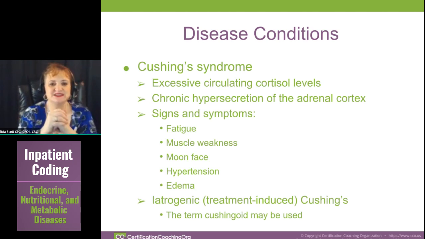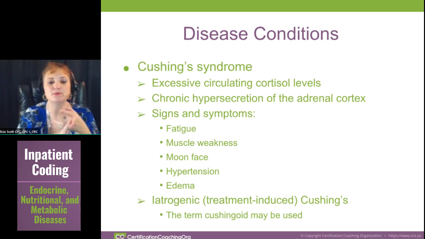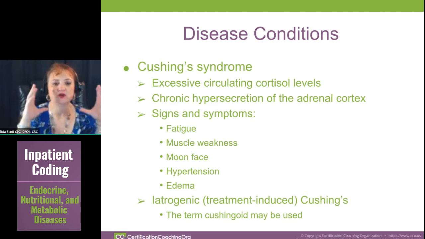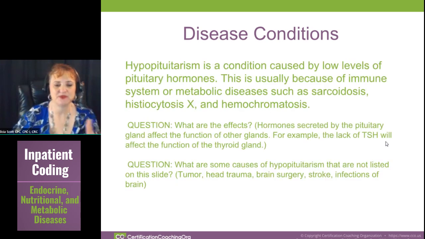Cushing's syndrome. This is excessive circulatory cortisol levels. This is a hypersecretion of the adrenal cortex. What ends up being your signs and symptoms? You've got fatigue, muscle weakness, a moon face. The face is very round with pudgy cheeks, hypertension, and edema throughout the body. You can have iatrogenic Cushing's, and that is called Cushingoid, which may be used with the OID. So in other words, treatment induced that.